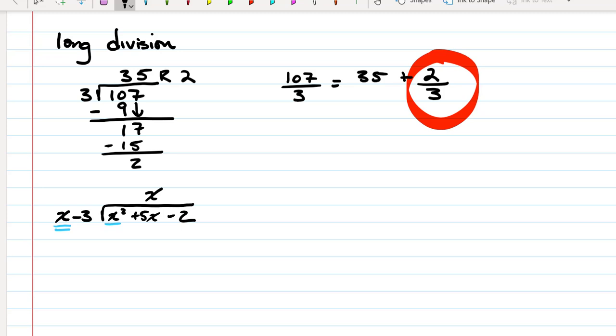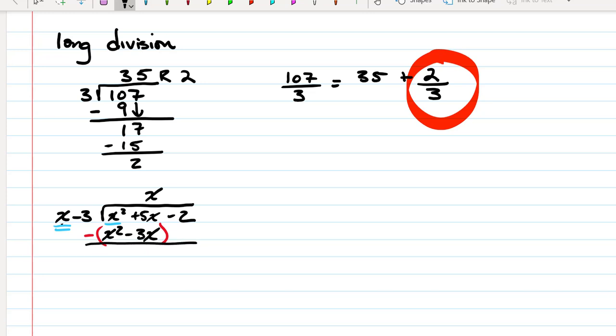So we're going to do the same thing. What's x times x minus 3? So we distribute our x into the x minus 3, so x times x gives us x squared, and x times negative 3 gives us negative 3x. So after we did 3 times 3 equals 9, what we did next is we subtracted, right? So we're going to subtract this whole thing. So we put it in parentheses and subtract.